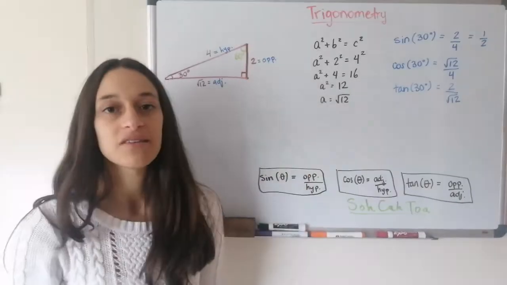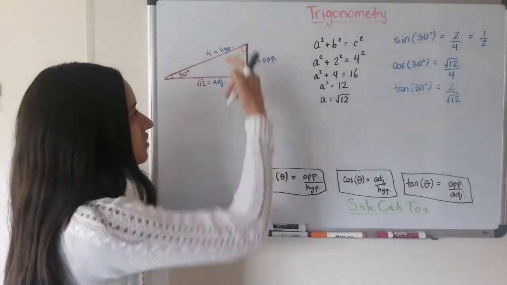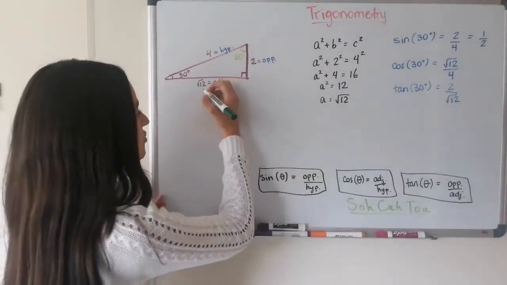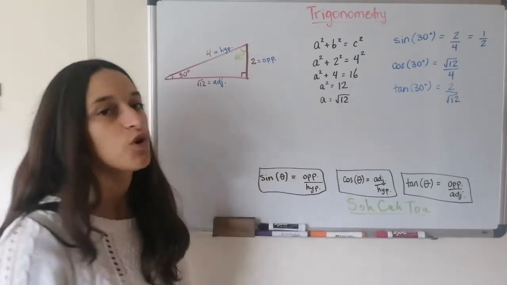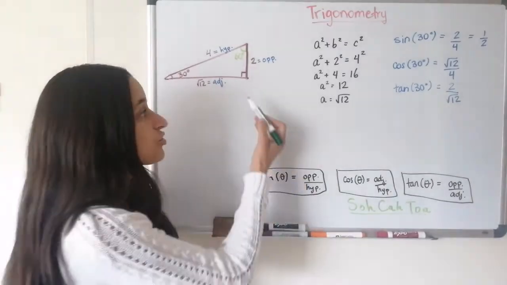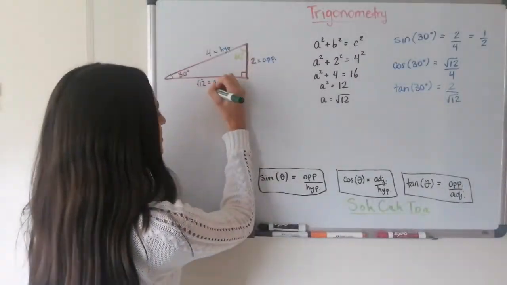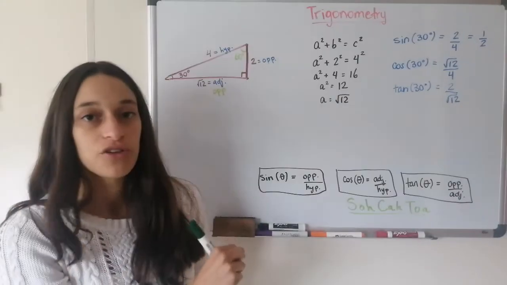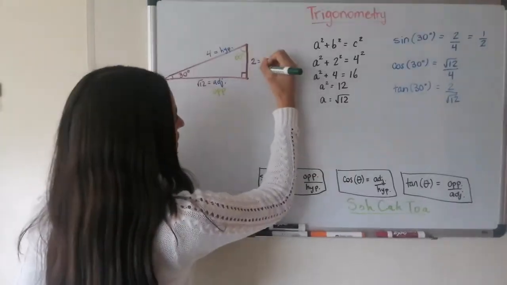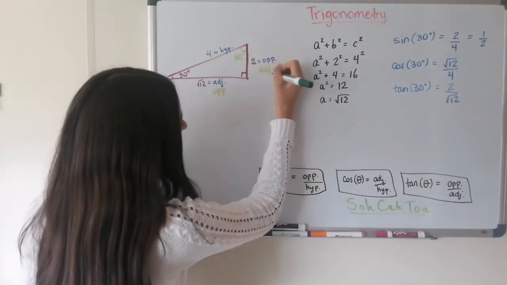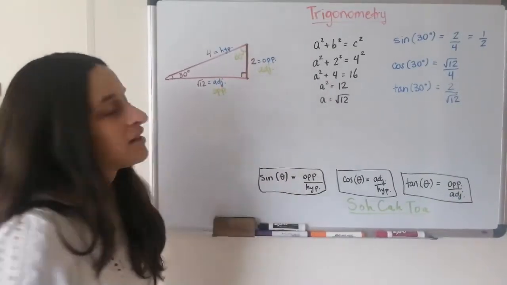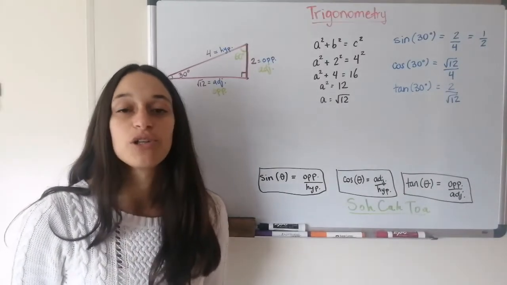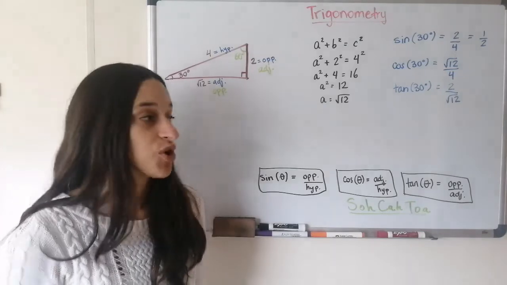But if we're talking about the angle up here, even though the hypotenuse will always be the hypotenuse, now the opposite would be this one. So even though square root of 12 was the adjacent side to the angle 30, it's the opposite side to the angle 60. And the opposite to the angle 30, the 2, is now the adjacent side to the angle 60. So remember that the sides, how you call them, depend on the angle that you're looking at, even if it's part of the same triangle.